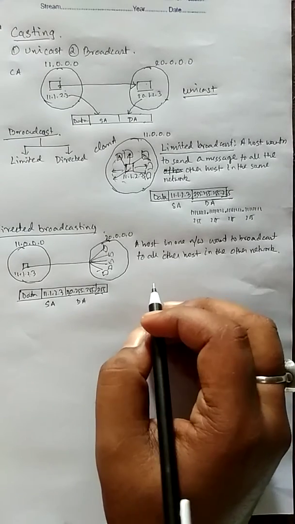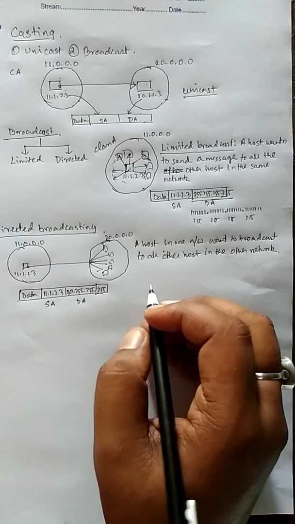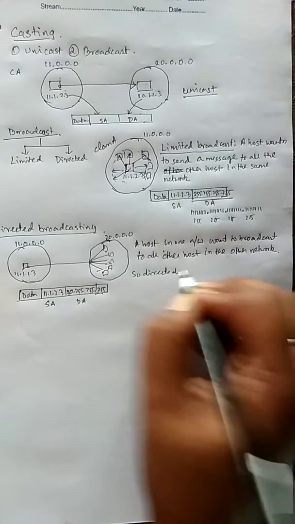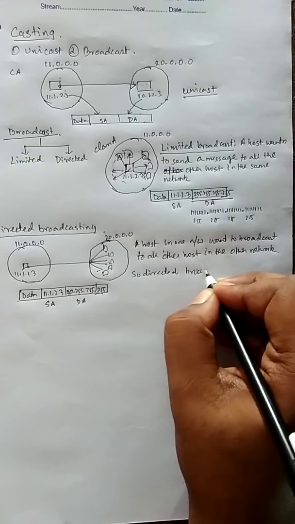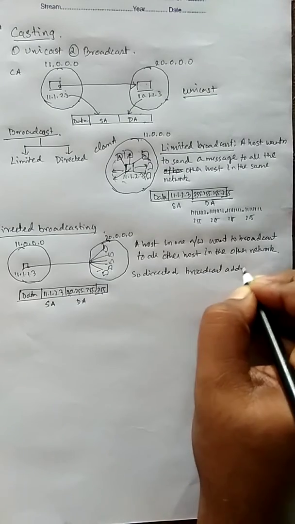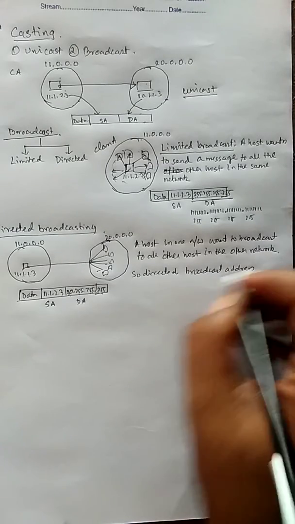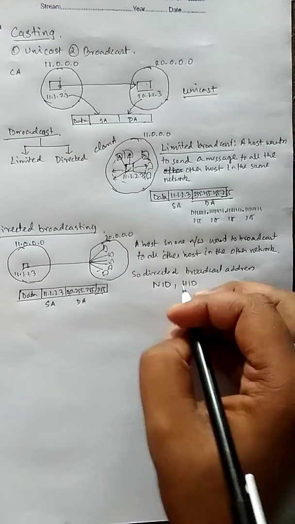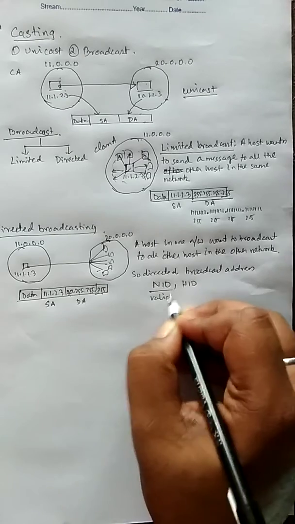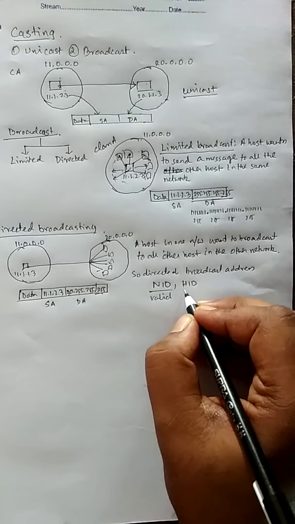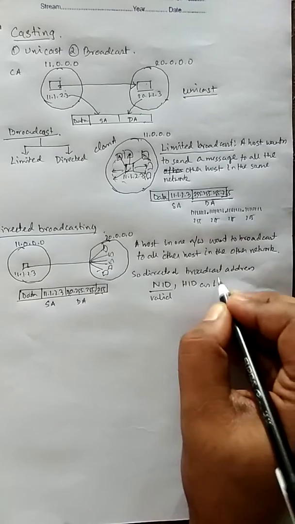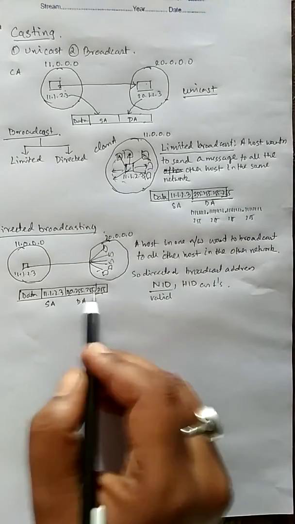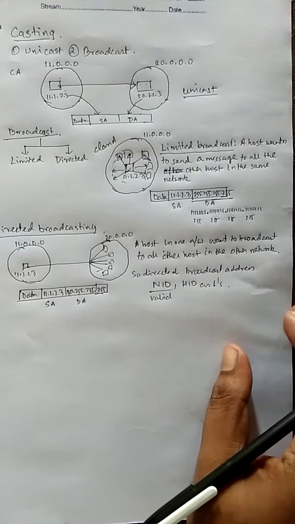So the directed broadcast address consists of a network ID and a host ID. The network ID part is a valid network ID, and the host ID is all ones. So all ones means the host ID is all ones.